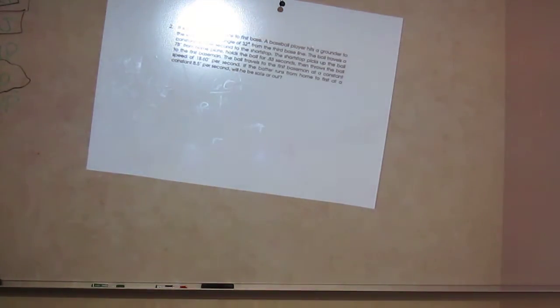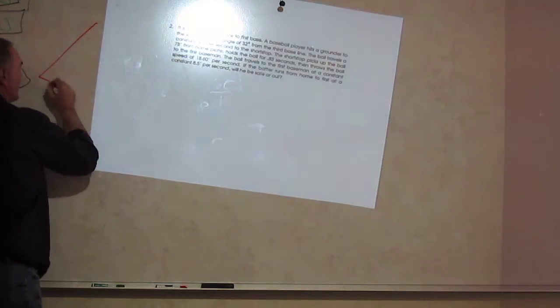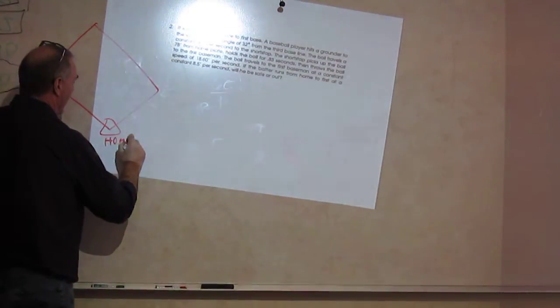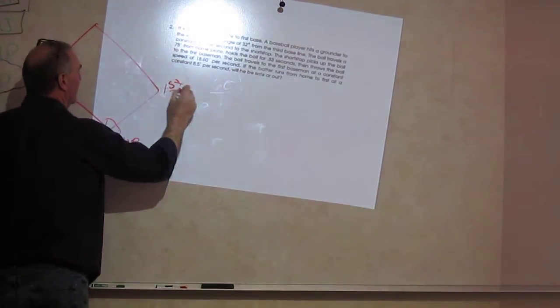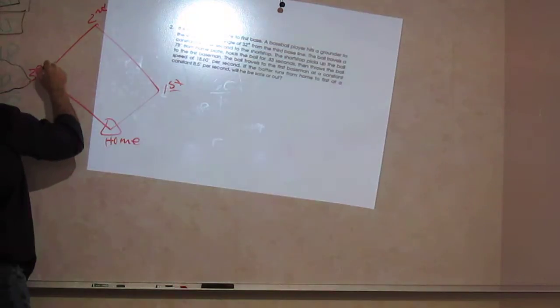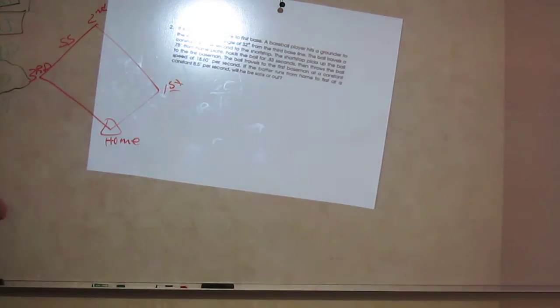Where's the shortstop? Shortstop plays in between second and third base. I just want to make sure I know if you've never seen baseball, then I know it. So we got home here. This is first. This is second. This is third. And the shortstop plays kind of right here in the middle.